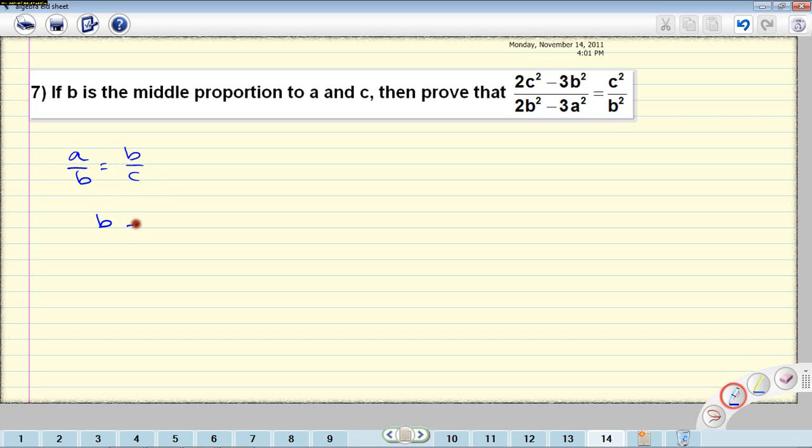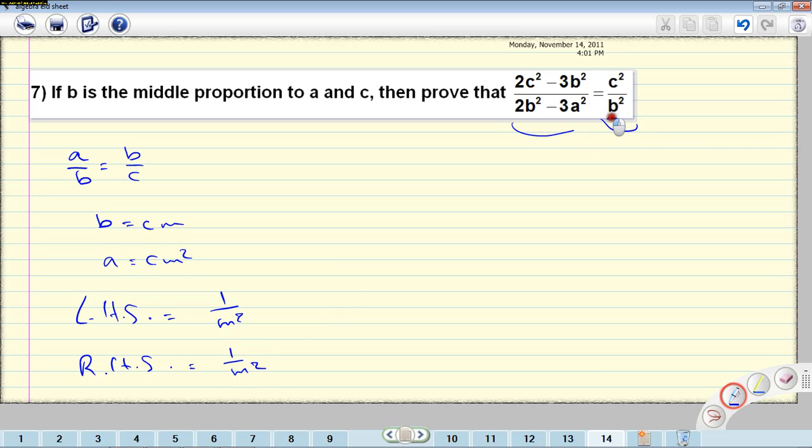So B equals Cm and A equals Cm power 2, and I have the left hand side and the right hand side. We replaced A and B in the left hand side to get the right hand side. The answer will be 1 over m power 2, and we replace B by Cm, so the right hand side will also be 1 over m power 2. I replaced, sorry, B with Cm.